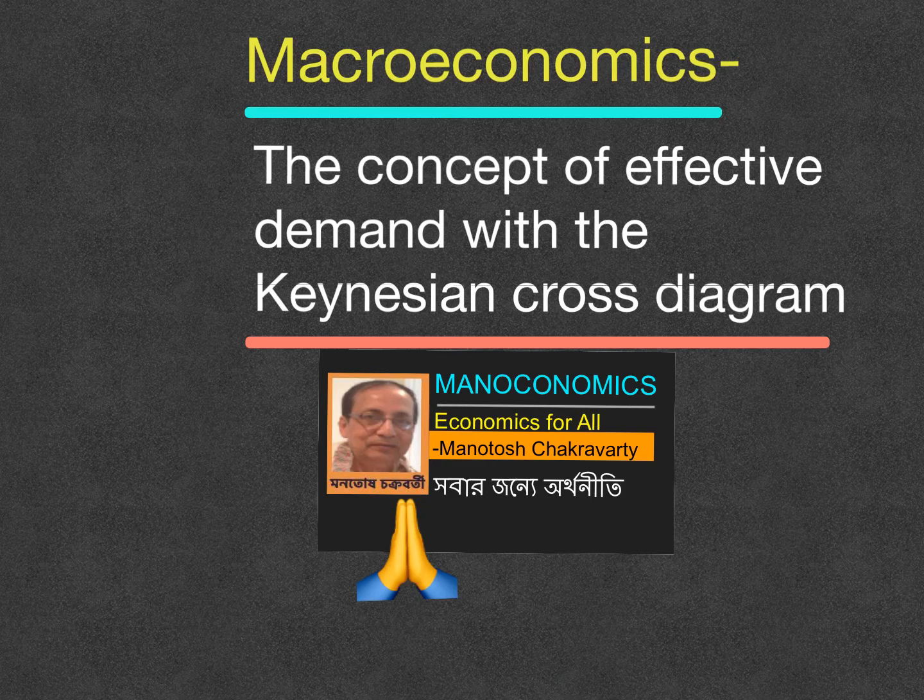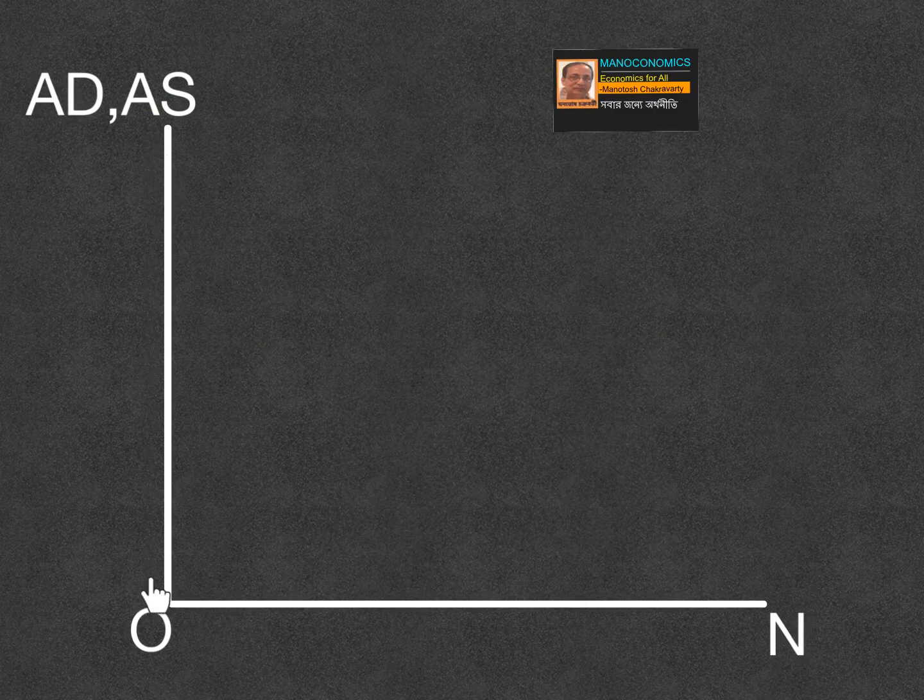The topic for discussion in macroeconomics is the concept of effective demand with the Keynesian cross diagram. Let us go directly to the analysis of the diagram. The vertical axis measures aggregate demand and aggregate supply, and thereby it measures aggregate demand price and aggregate supply price.